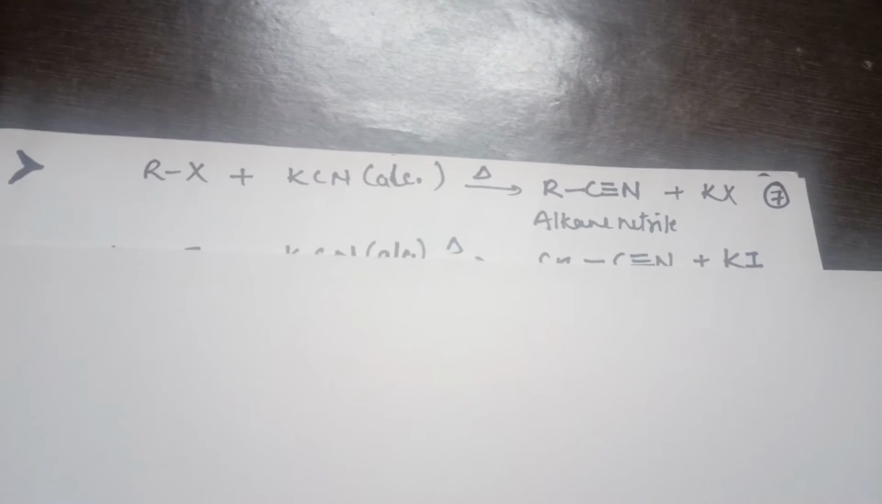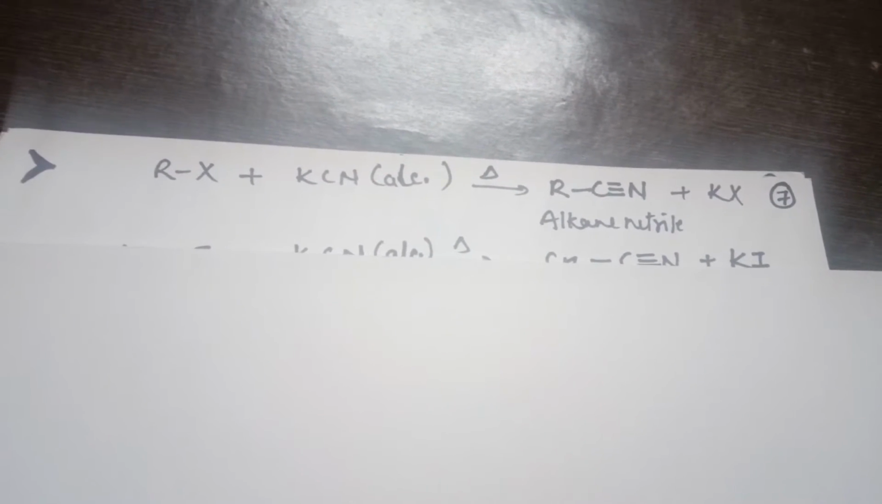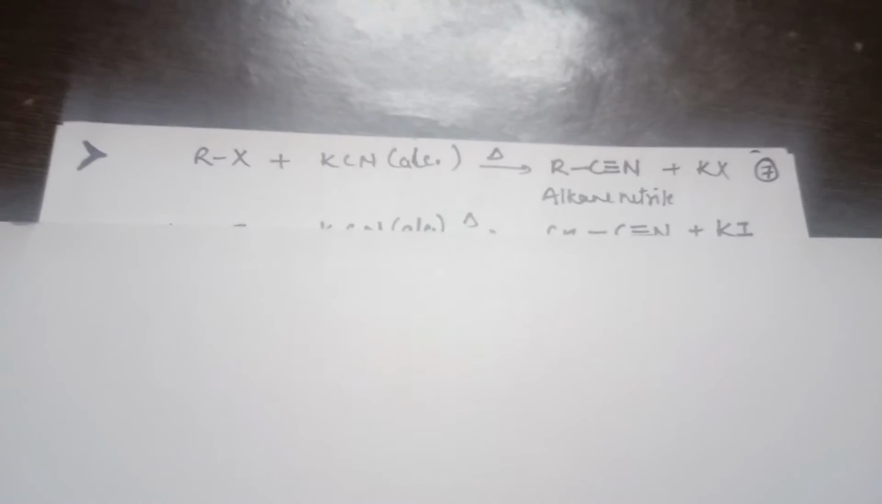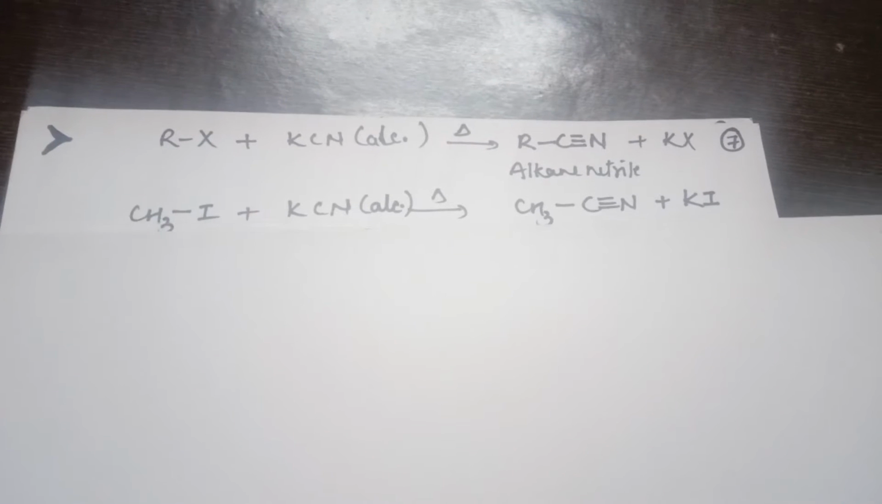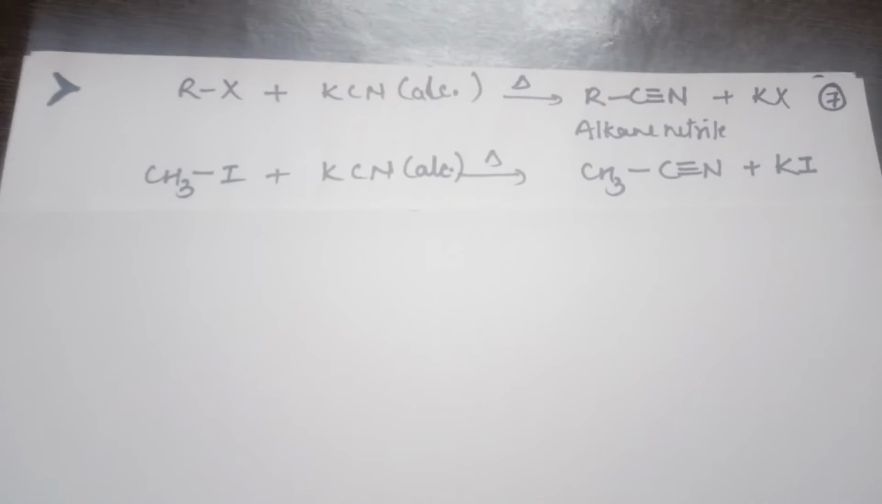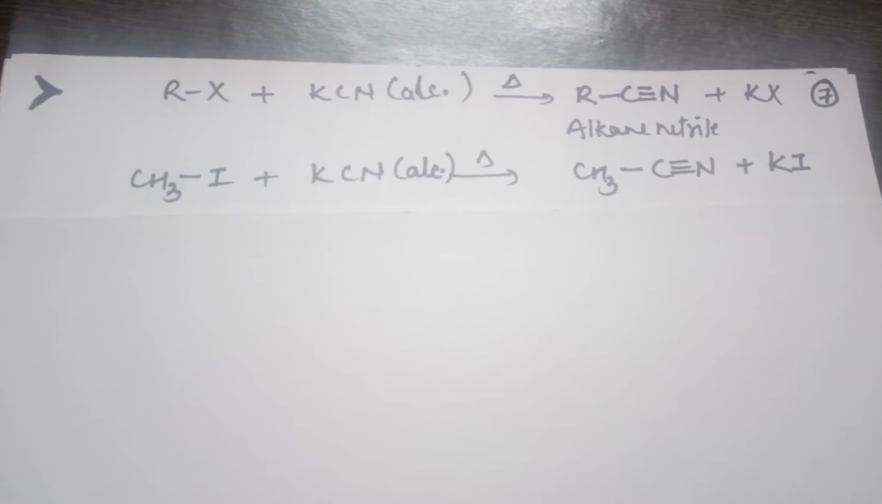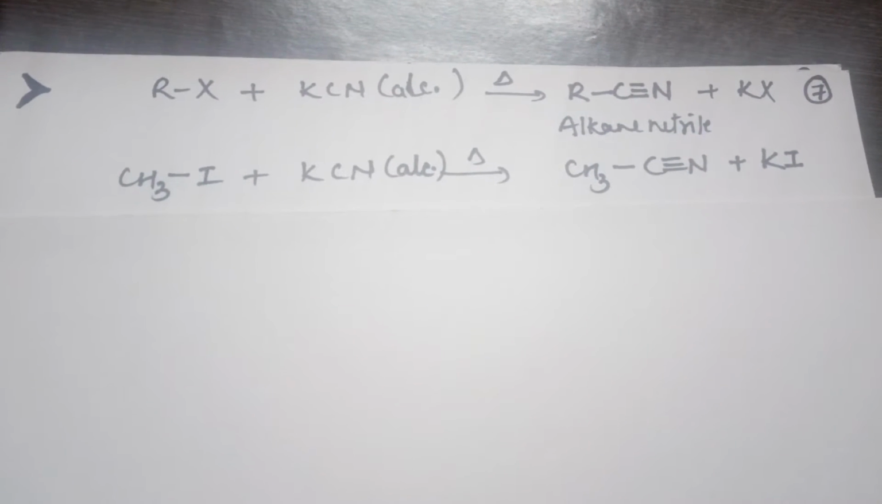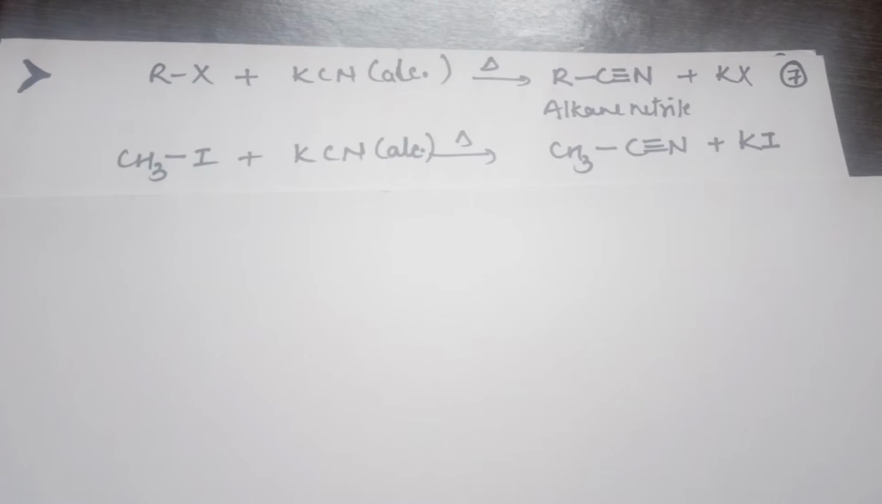CN negative, again a strong nucleophile, will displace the weak nucleophile, that is X. So again it is a nucleophilic substitution reaction. I have taken the example of methyl iodide. Again I have reflected the same thing, that CN is displacing the weak nucleophile, that is I minus.